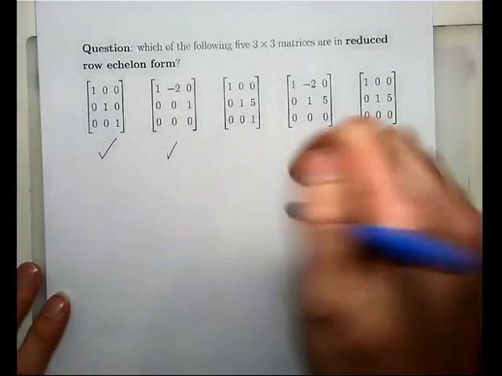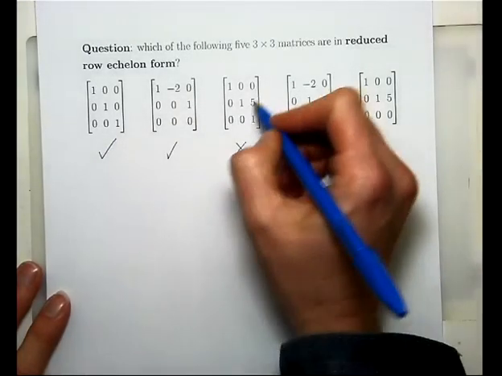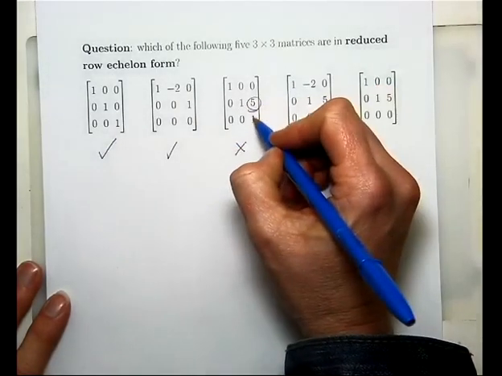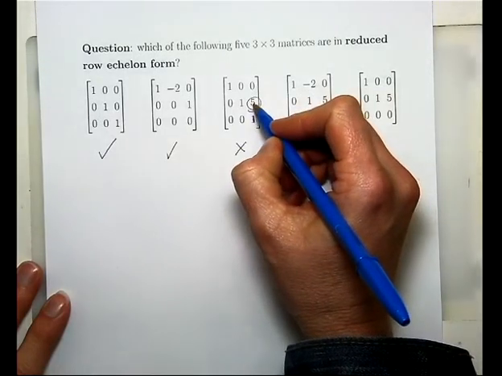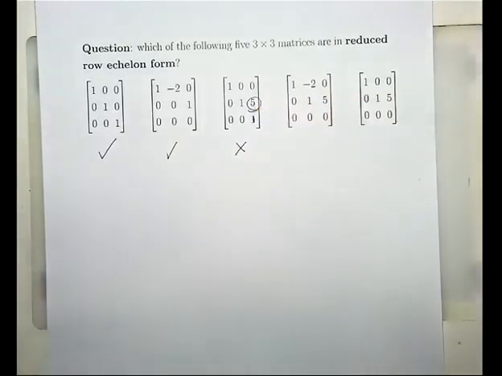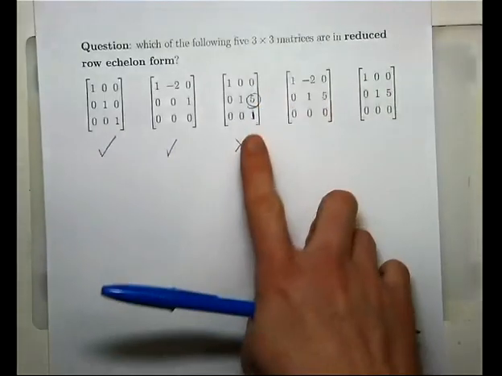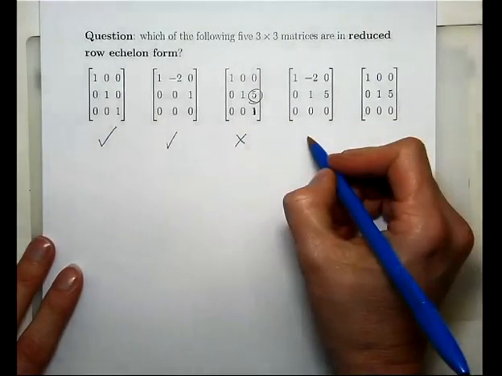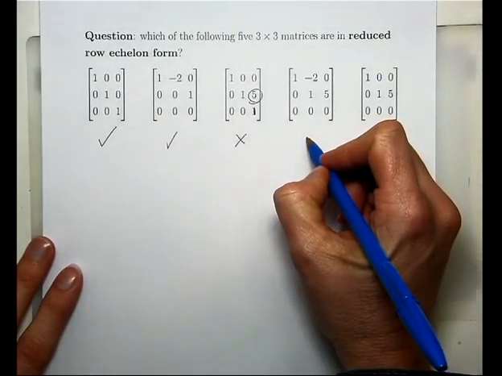What about this one? No, why not? Because of the 5. Here's a pivot here, and above the pivot there's a non-zero number. So that's not in reduced row echelon form. You can get this one there, but it's not there yet. What about this one? Why not?